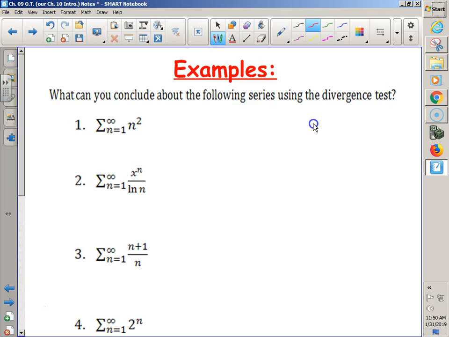But it says the limit as n approaches infinity can't equal 0. Pause. Let's practice.